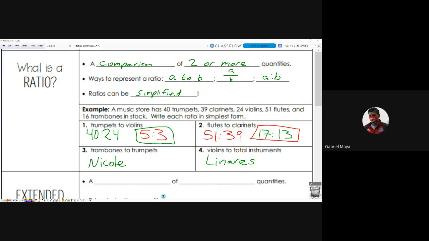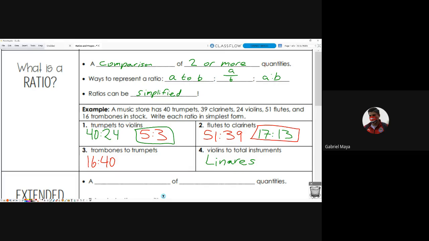Okay, Nicole, did you get number 3? Yes, I did. All right. Let's see, my red. So I got 16 to 40, and it's simplified to 2 to 5.